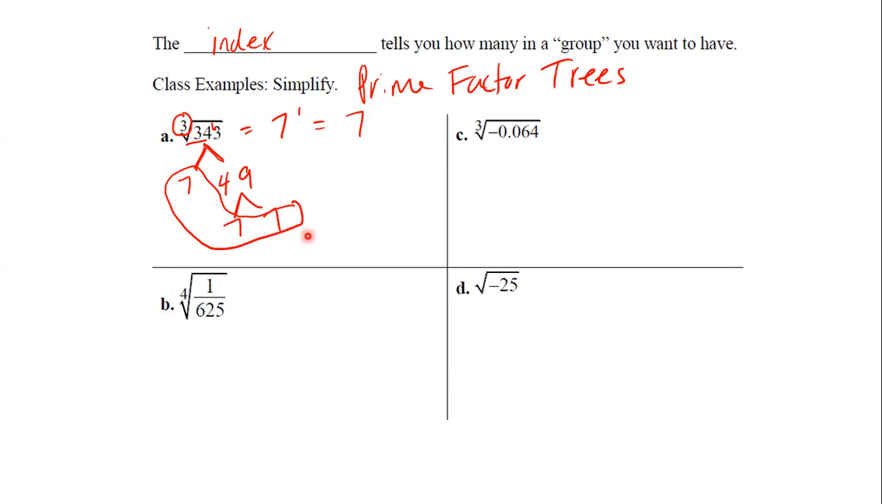They have to be the same number? They have to be the same number. You only can make 1 group of 7. Exactly, because I only have 1 group of 7. How did I get 7? Because the prime factors of 343 are 7, 7, and 7. 49 isn't prime. 49 is a composite.